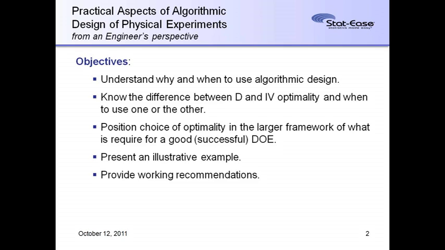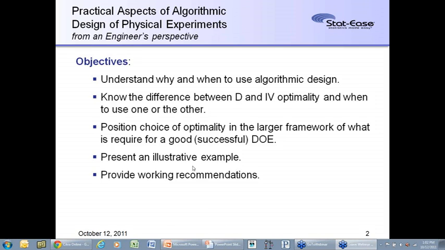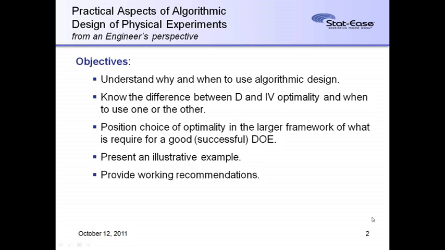I'd like you to know what the position of optimality, the choice of optimality, is in a larger framework of what's required for a good or a successful design of experiments. And I'm going to present an example showing optimal design and a situation where it's imperative to use optimal design and provide some working recommendations.